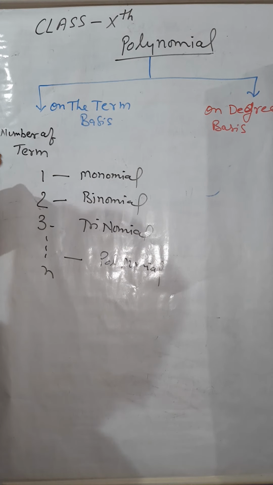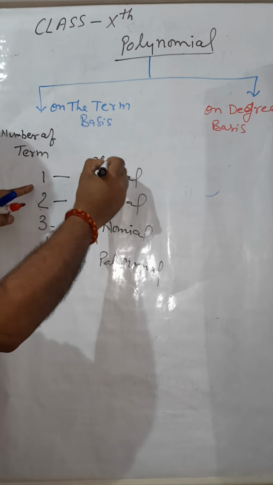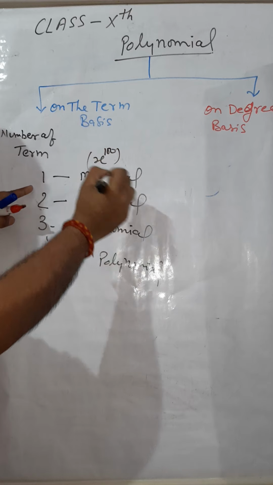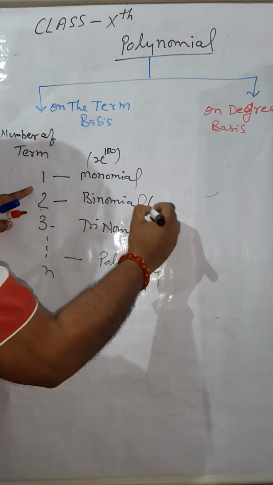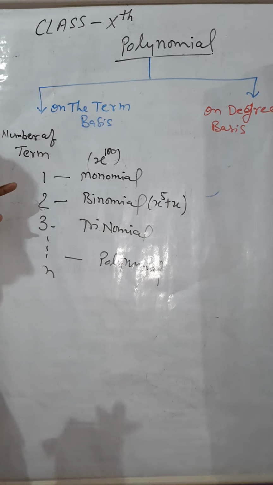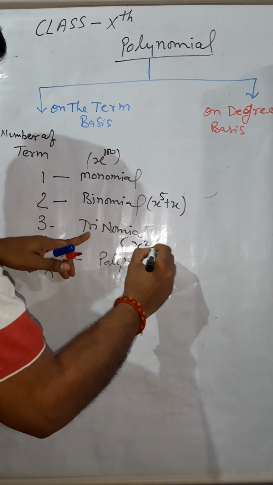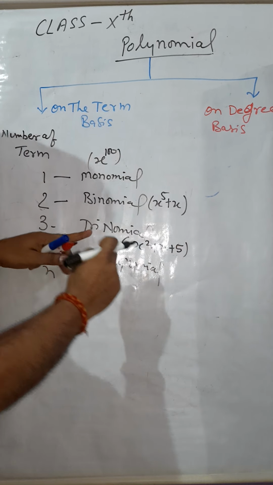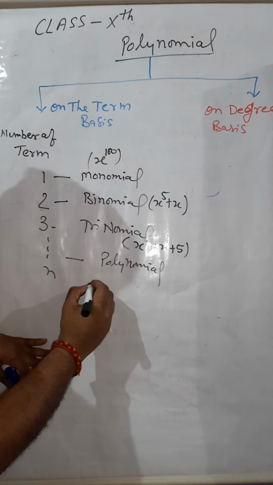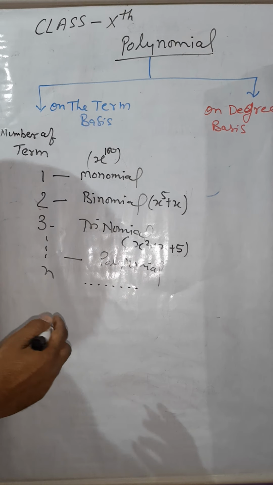When a polynomial contains only one term, like x power 100, only one term, this is monomial. This is binomial, x power 5 plus x, two terms, binomial. Trinomial means having three terms, x square plus x plus 5, this is trinomial. Polynomial means we are taking many terms here.